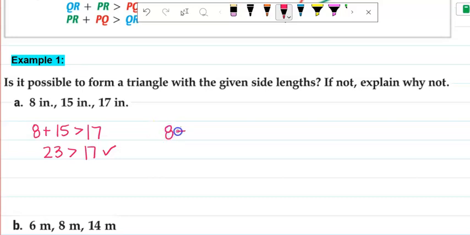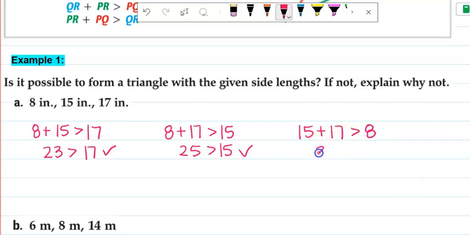So let's try 8 plus 17 is greater than 15. So 8 plus 17 would be 25, and that's greater than 15, so that one works. And then we have, last but not least, 15 plus 17 greater than 8. 15 plus 17 is 32, which is greater than 8, so that works. So all 3 of these inequalities work, so we can say, yes, this can be a viable triangle.